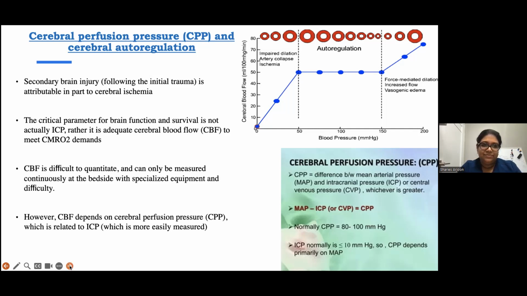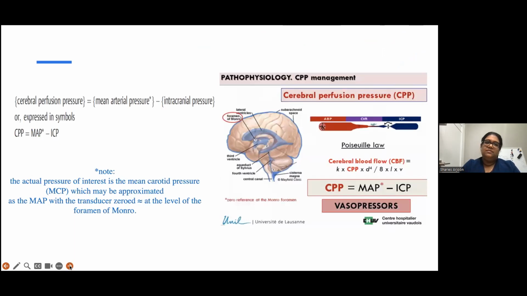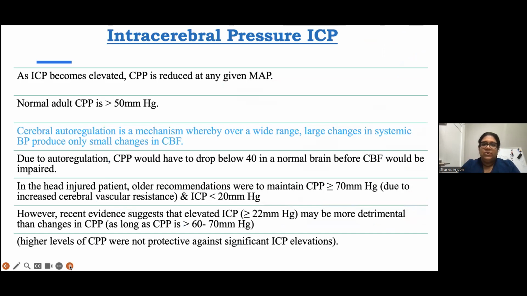more easily measured. So the formula for cerebral perfusion pressure is your mean arterial pressure minus your intracranial pressure, and the actual pressure of interest is the mean carotid pressure, which may be approximated as the MAP with a transducer zeroed approximately at the level of the foramen of Monro. As ICP becomes elevated, the cerebral perfusion pressure is reduced at any given MAP.